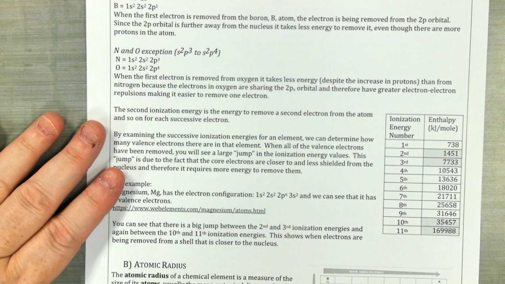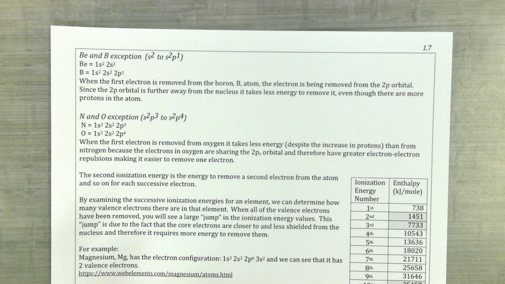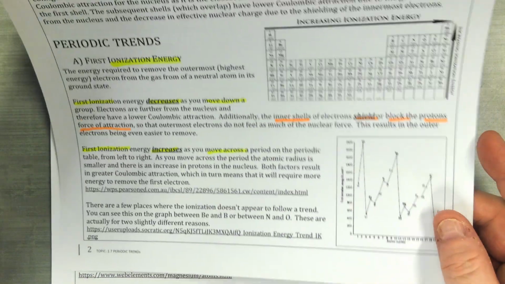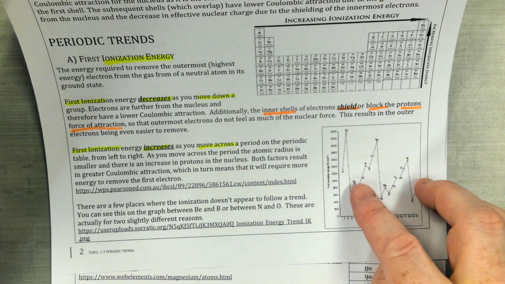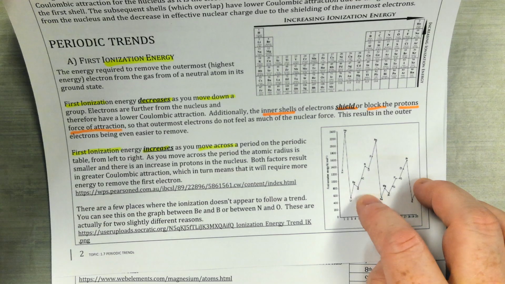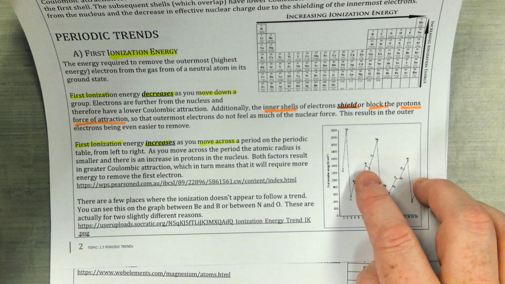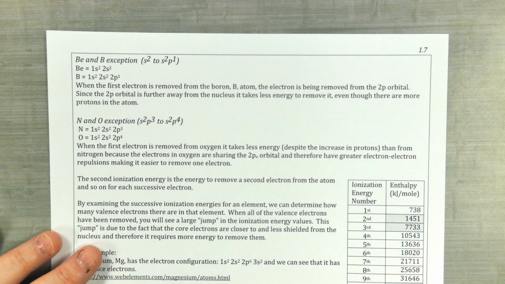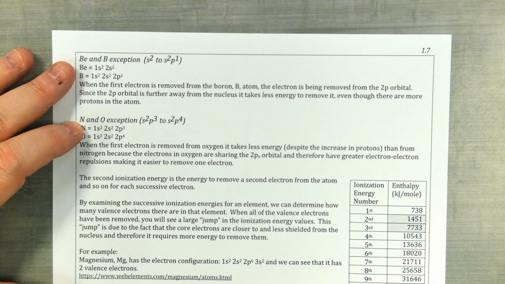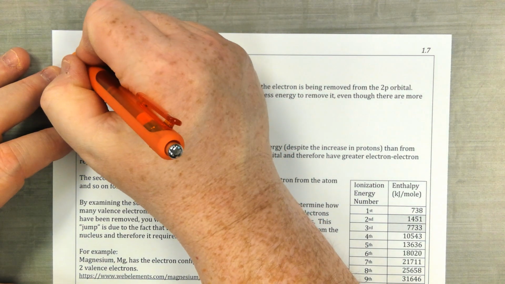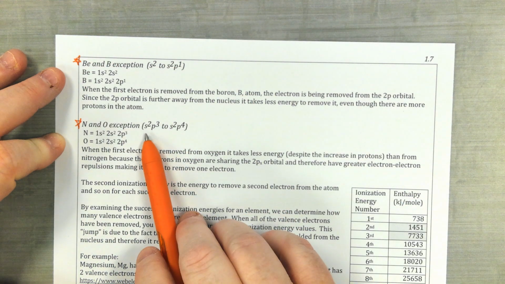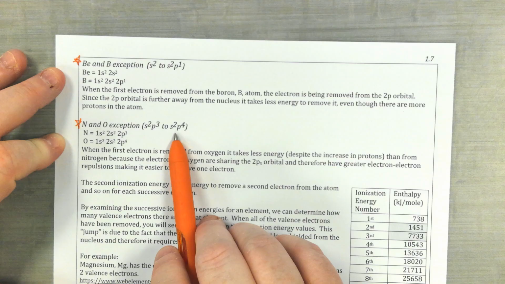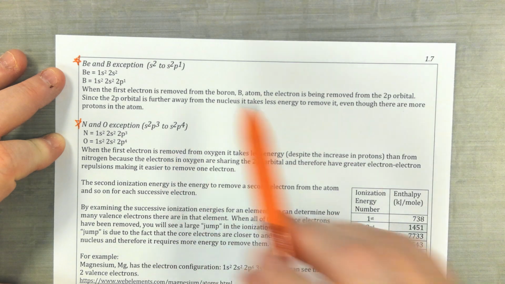Now, from the previous page, it talked about there's a few places where the ionization energy does not appear to follow a trend, where it kind of goes up then down, and maybe jags across and is even. Those are those unique elements. So we've got beryllium and boron as an exception, okay? And this is what I'm talking about. These are the things that are not going to be assessed, where you go s2p3 to s2p4.